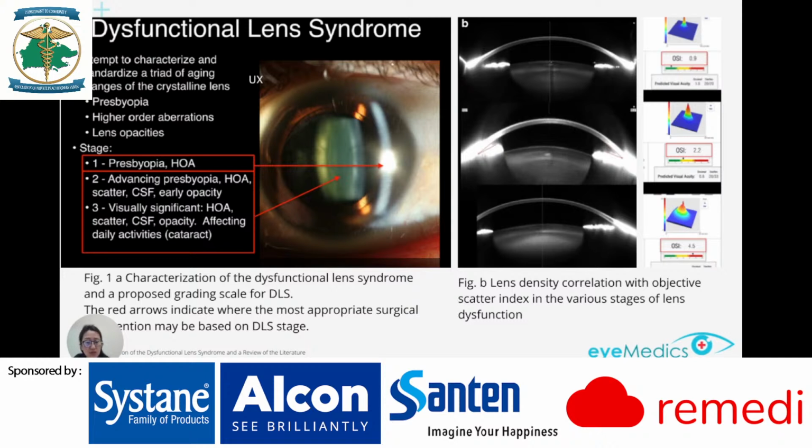And in stage 1 dysfunctional lens syndrome, it is proposed that the potential treatment option would be a corneal-based procedure such as a presbyopic LASIK, whereas in stage 2 and stage 3, where there is increasing density of the ocular crystalline lens, a lens-based procedure would be much more suitable, such as a refractive lens exchange.